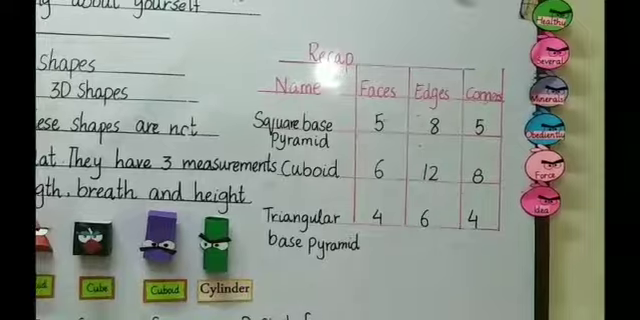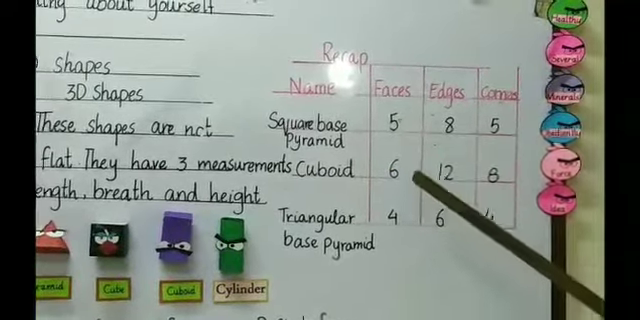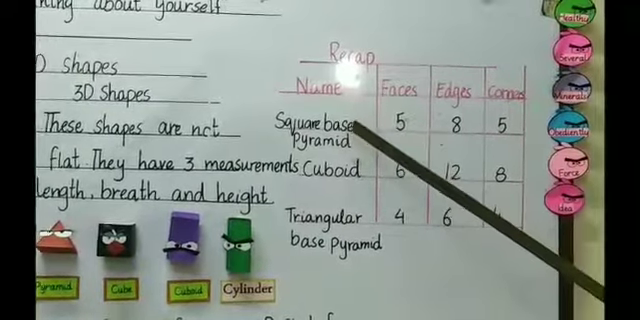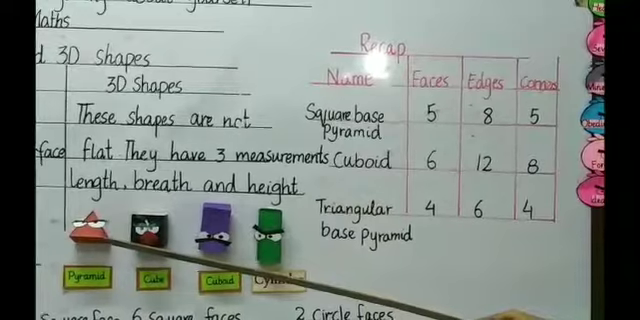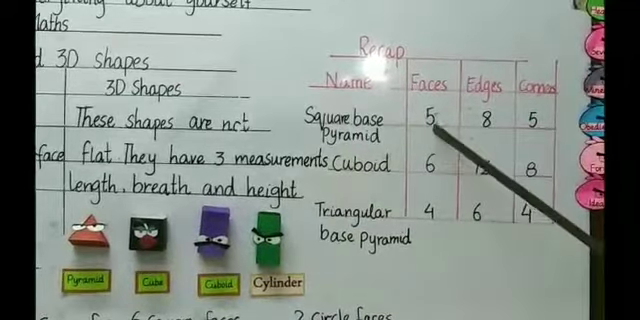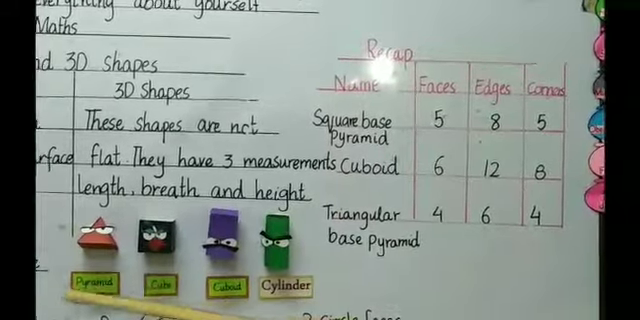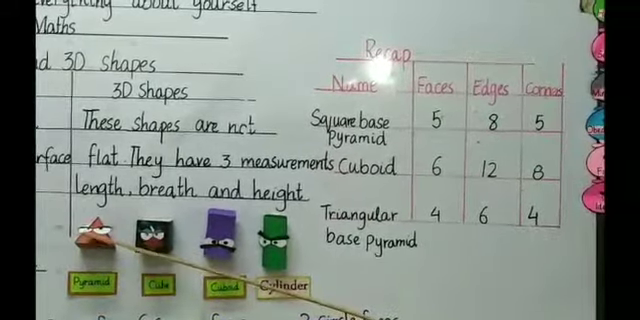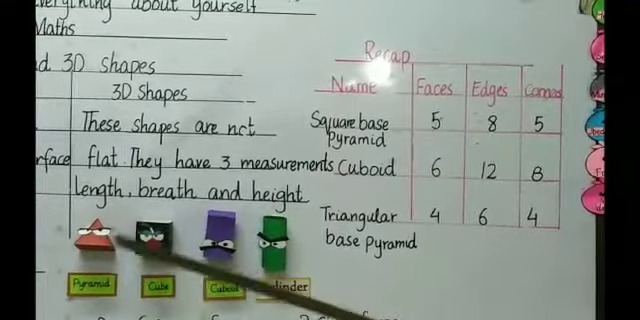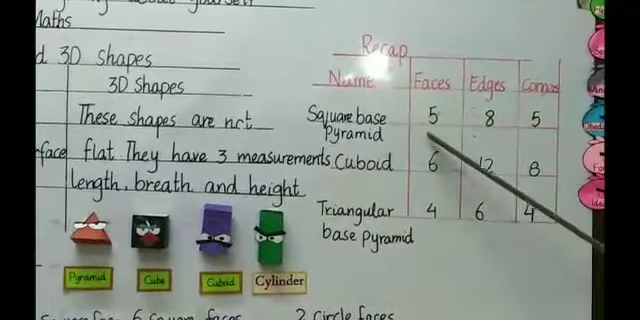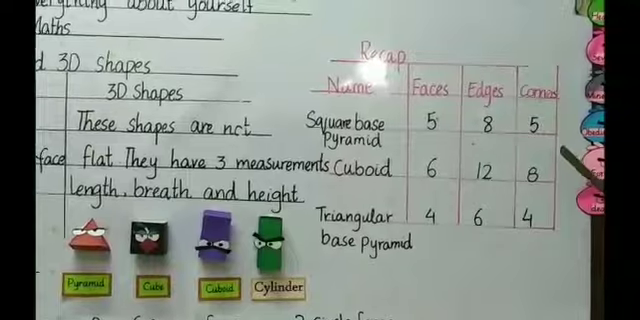Students, let's recap what we read. Now we will see the faces, edges and corners of different shapes. Square base pyramid. As you can see here, this is a pyramid with a square base. It has 5 faces. One square base and 4 triangular faces. So total is 5 faces, 8 edges and 5 corners.